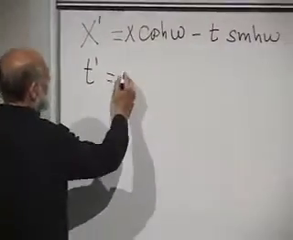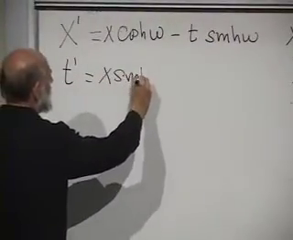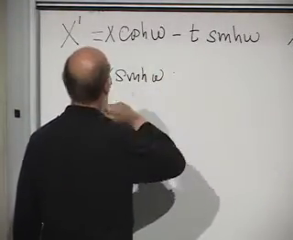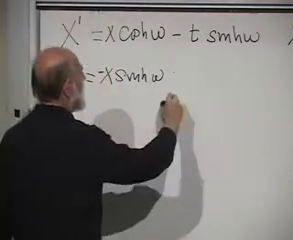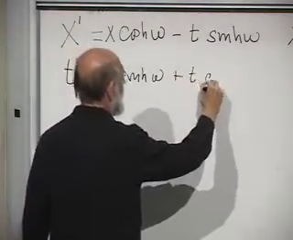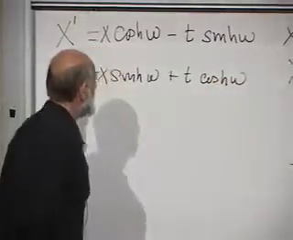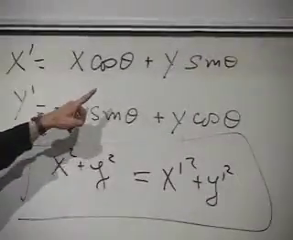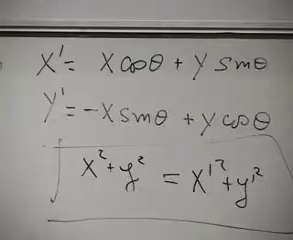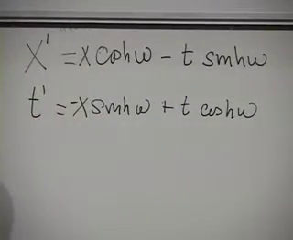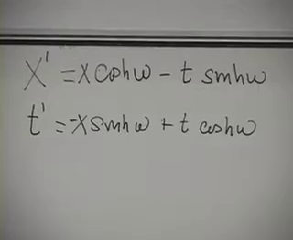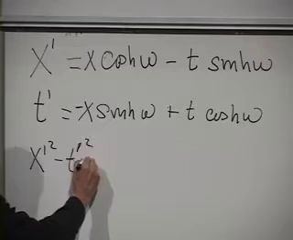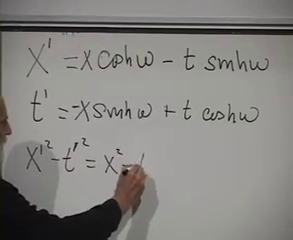It equals, let's see, x sinh omega minus, plus t cosh omega. In this case, there are 2 minus signs. In this case, there was only 1 minus sign. Okay, but let's check. What do we want to check? We want to check that x prime squared minus t prime squared is equal to x squared minus t squared.